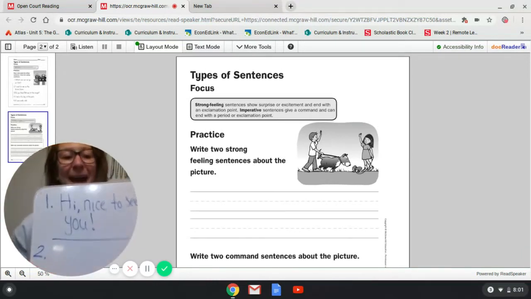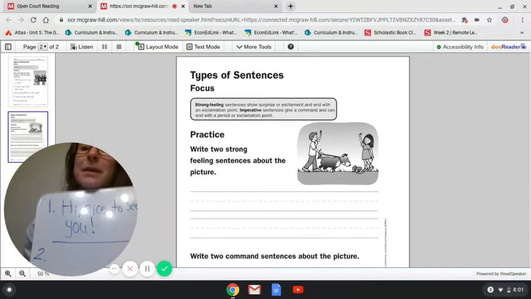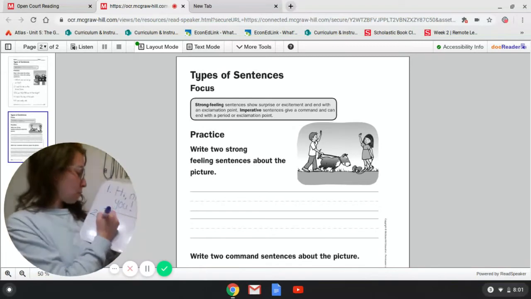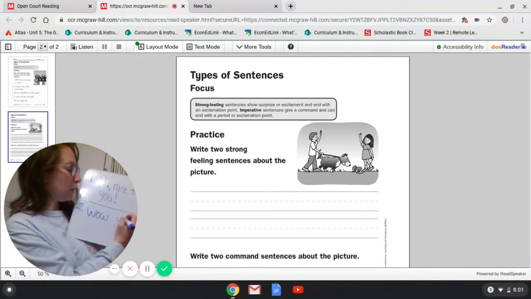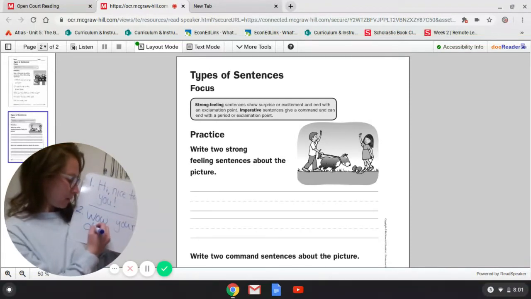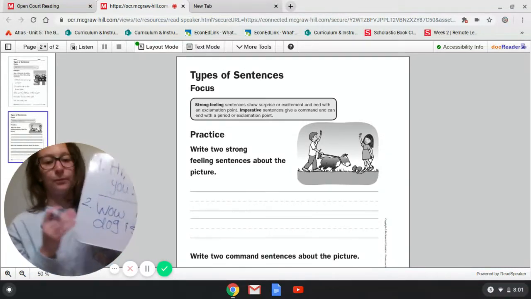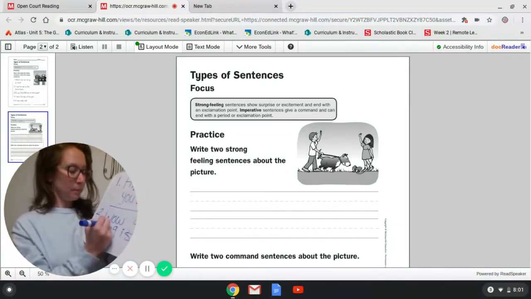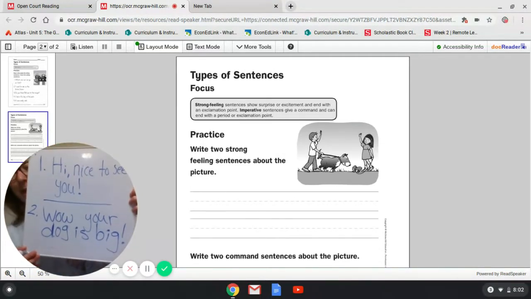Now the second one, I noticed that the boy's dog is much bigger than the girl's dog. So I was thinking that we could say something about that. Maybe the girl could say, "Wow, your dog is big," right? Let me make that D a little bit better. There we go. Wow, your dog is big.